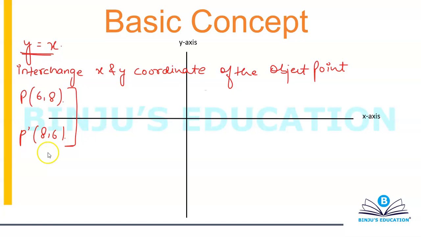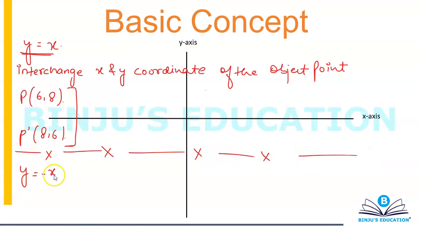Let me tell you the last one also. Then I'll give you a hint on how we get this. If you want to take the reflection along the line y is equal to minus x, there are two steps you need to follow. First, you will interchange both the coordinates.